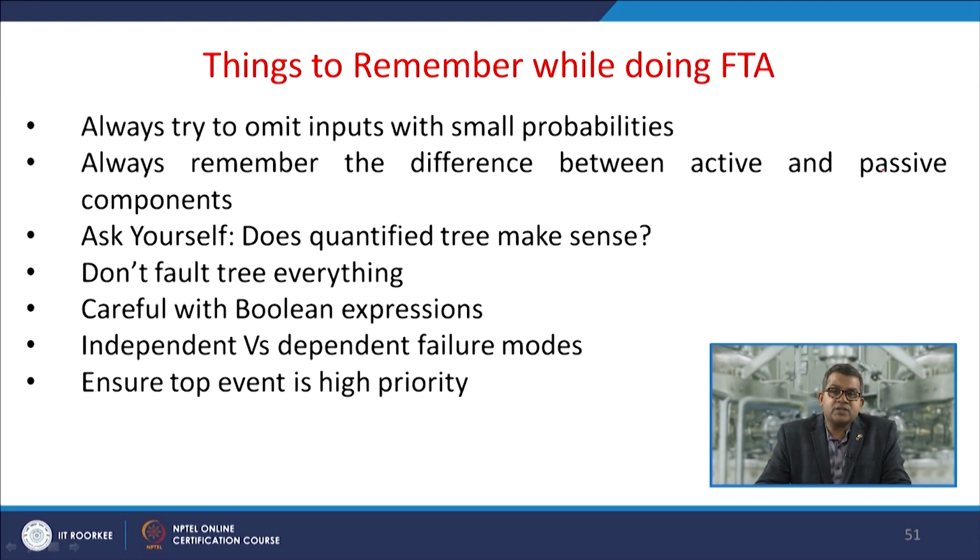Sometimes you may need to ask yourself, does the quantified tree make sense? Don't fault tree everything, be careful with the Boolean expressions. You must have independent versus dependent failure modes. Ensure the top event is having the high priority.